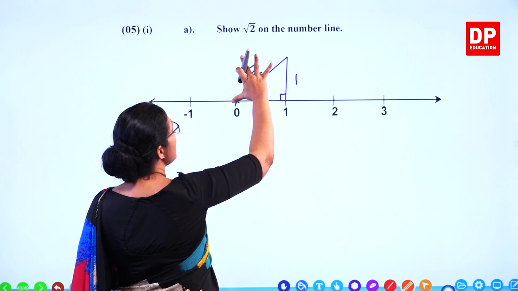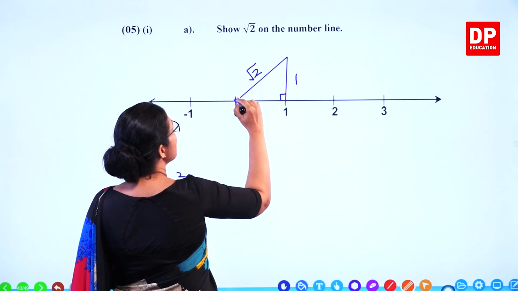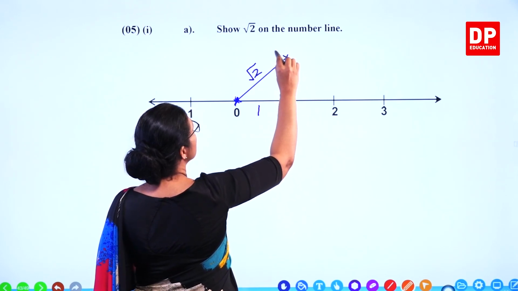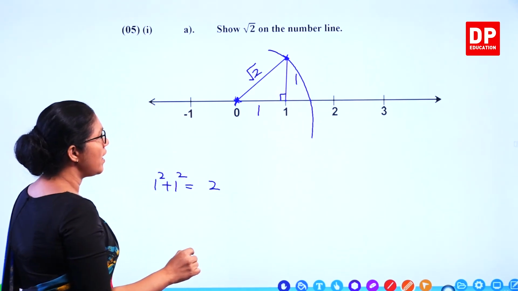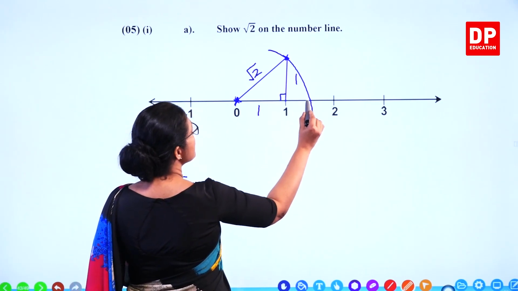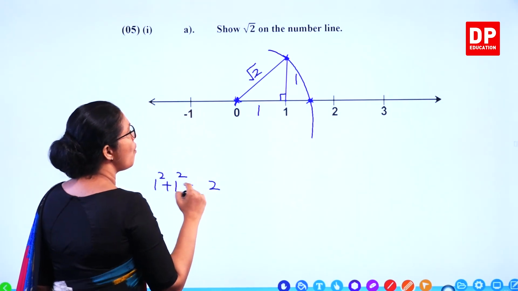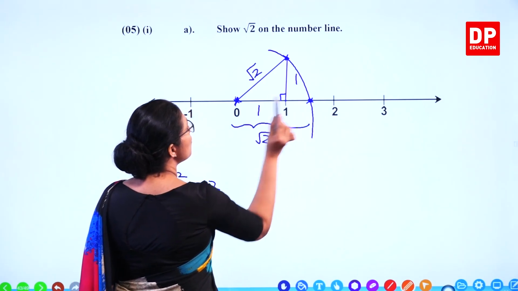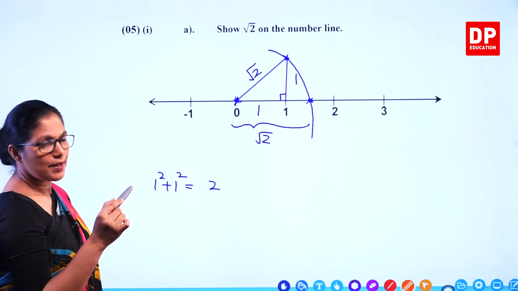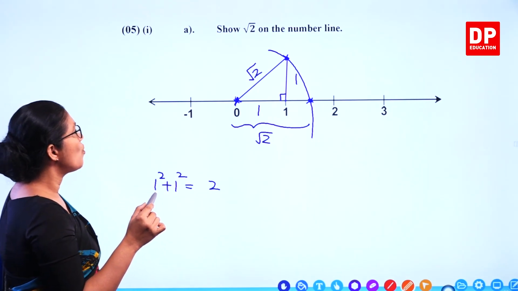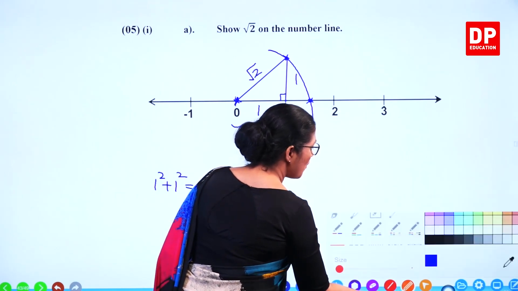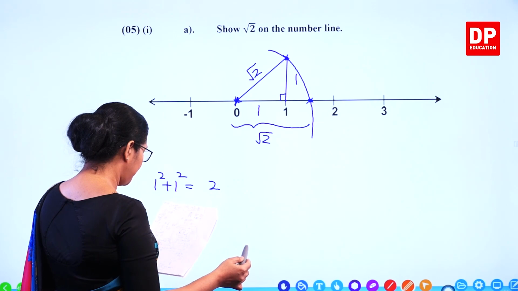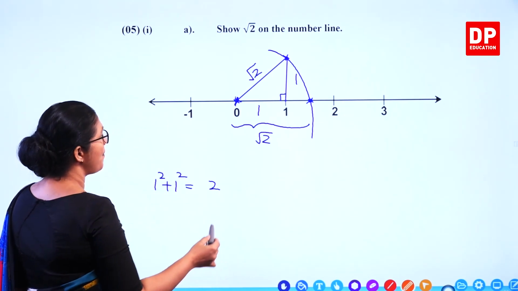So we have to show this value on the number line. What we do, we take the compass, take the distance from here to here and draw an arc. When you draw the arc, this represents root 2 on the number line. So 1.4 something. That's how you show any surd value on the number line. So how many marks for that? 3 marks.